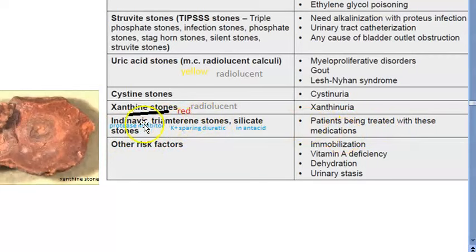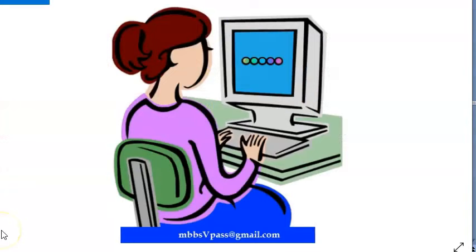Why are they being treated? Like they are taking protease inhibitor. That is an antiviral, is it? That sounds more like an HIV drug to me. Potassium sparing diuretic like triamterene. Silicate can be there in some antacids. So these type of drugs, if somebody is taking, they can develop stones.